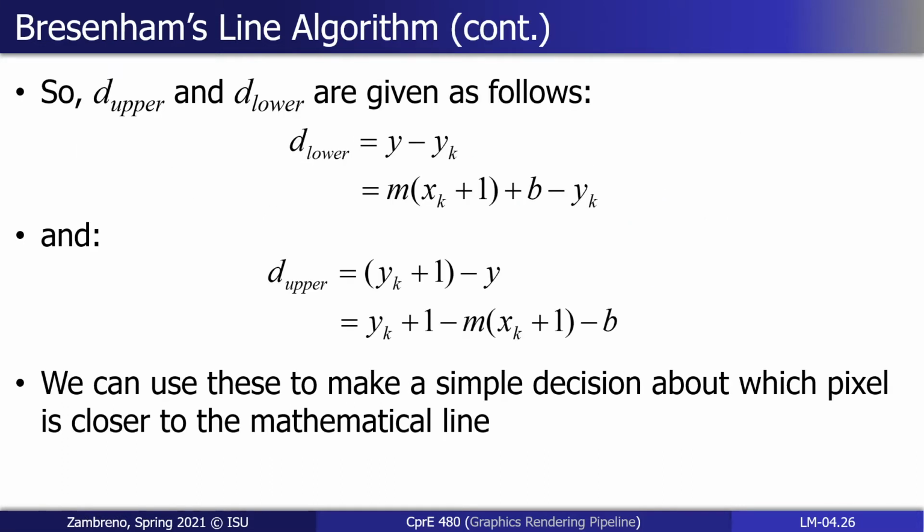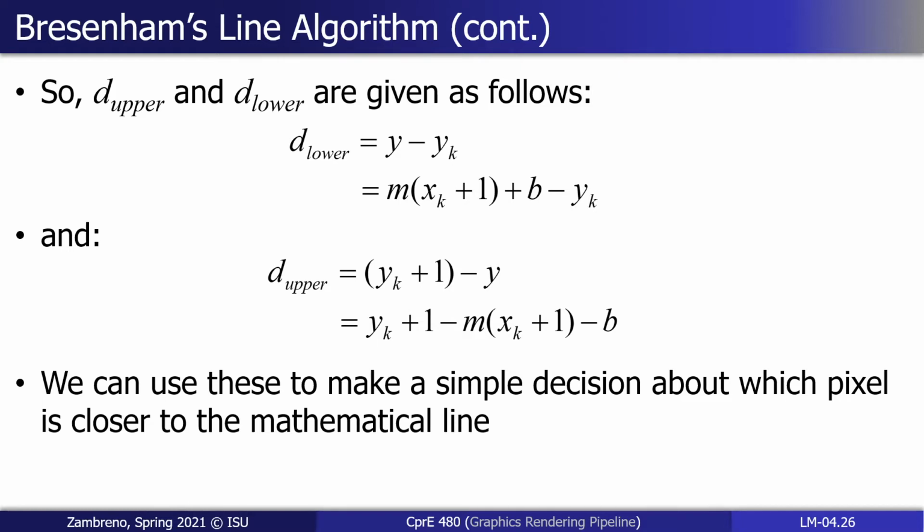So that's given as follows, right? So d lower is y minus yk. So that's the space below the correct value of our line and the decision to stay exactly where we were, y sub k. D upper is the exact opposite. It's the upper value, the rounded up, which is the previous y value plus 1 minus that value of y. And we can plug that back into the slope-intercept form of the equation to get a value for d lower and d upper here.